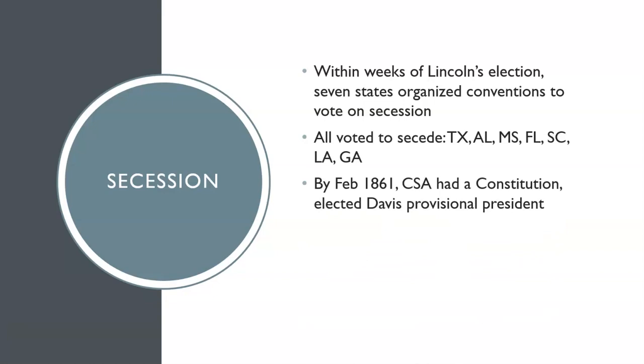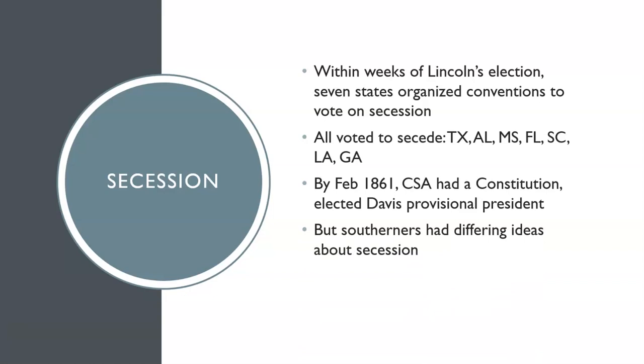By February of 1861, so this is basically about a year after Lincoln is voted in as president, the Confederate States of America had a constitution, and they had elected a president, Jefferson Davis. And Jefferson Davis, by the way, was also from Kentucky. He was the provisional president. So they are getting themselves organized with a president and a constitution and so forth.